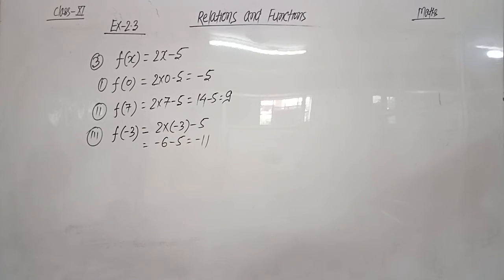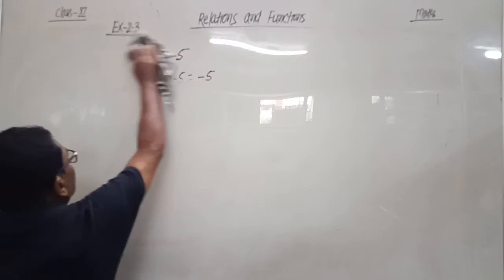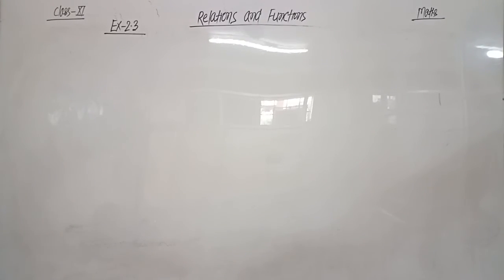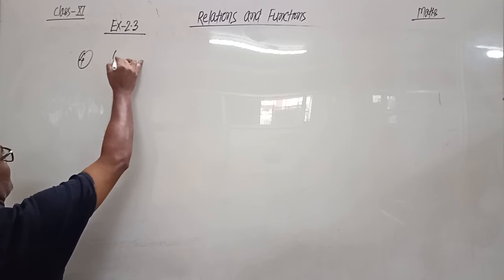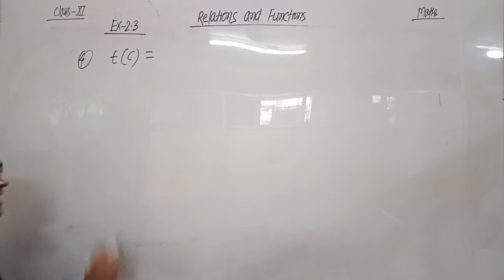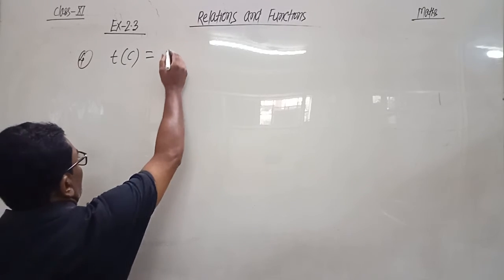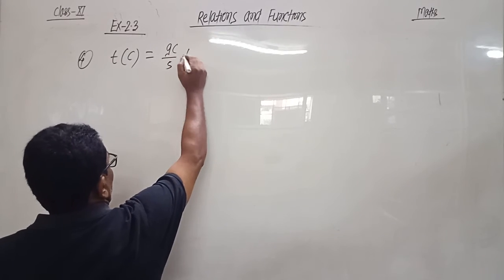Now the fourth question. In question number 4, the function T which maps temperature in degree Celsius into temperature in degree Fahrenheit is given by T(C) = 9C upon 5 plus 32. T means temperature, and C means Celsius.